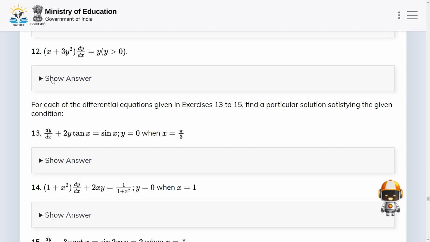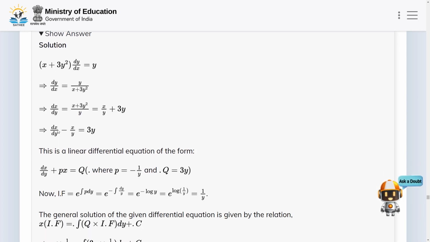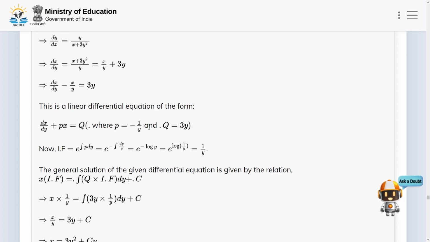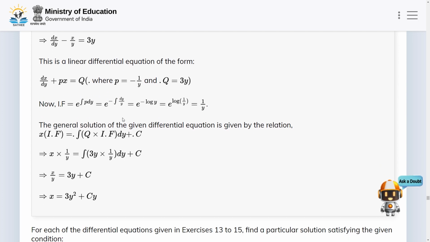Reduce in standard form. Form will be dx by dy minus x by y is equal to 3y. This means p will be minus 1 by y, q will be 3y. So p will be minus 1 by y, q will be 3y. This means integrating factor will be e power integration of p dy. This means 1 upon y, just 1 upon y. Use the corresponding form for dx by dy.